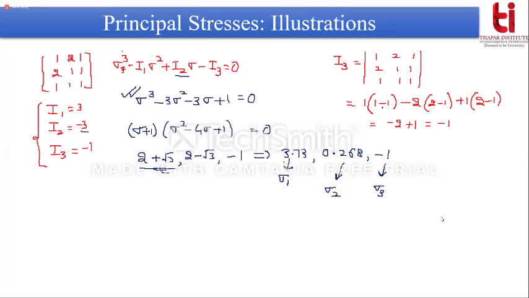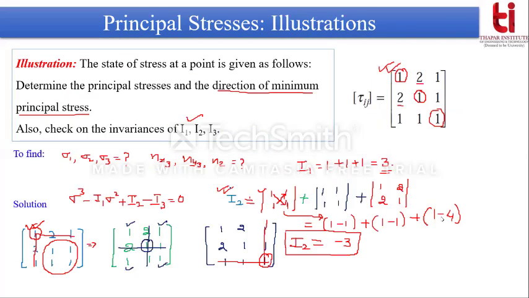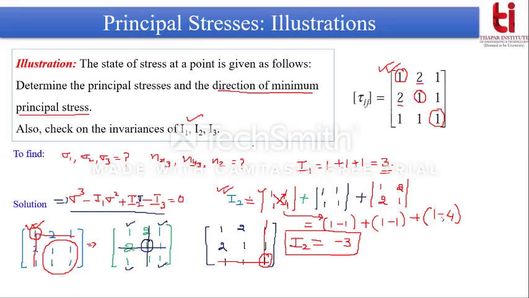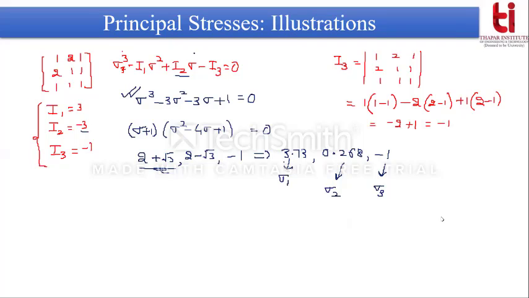Did I make a mistake? Okay, it is I2 into sigma. This is what you want to say? This was I2 into sigma. Okay, in the previous slide, it is I2 into sigma, right? Yeah, okay. Thank you, Kanav. So it is I2 into sigma. Yes, it is a cubic equation.